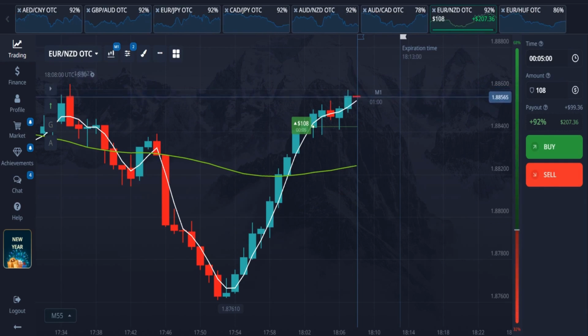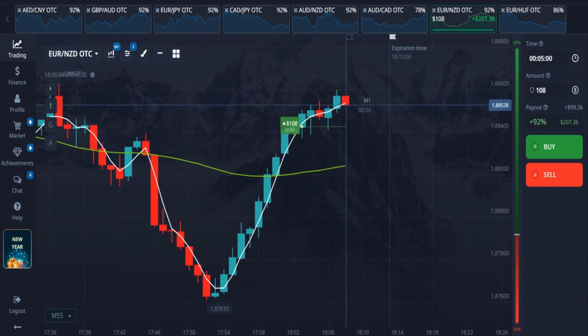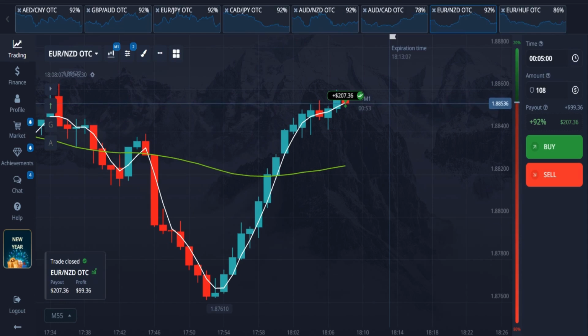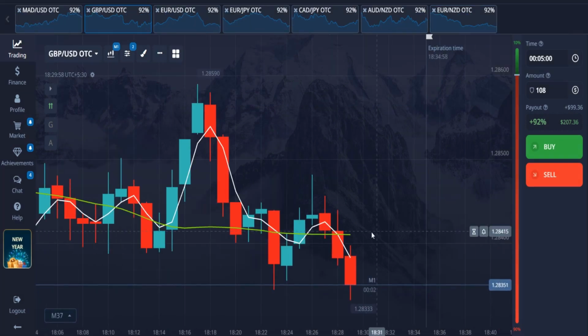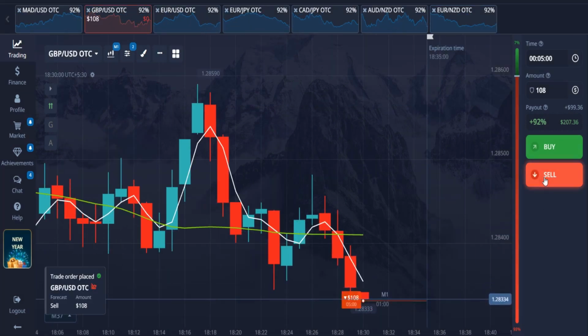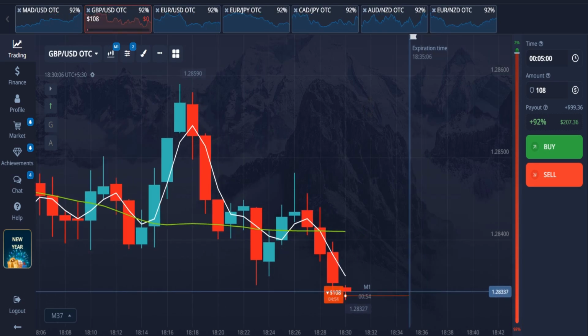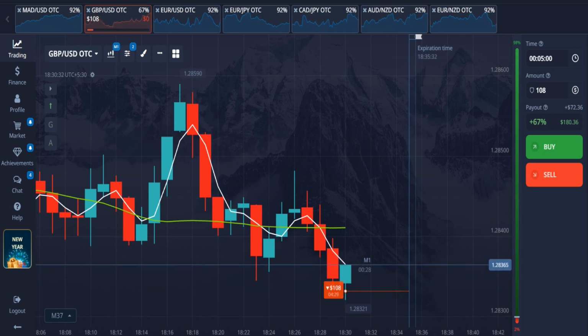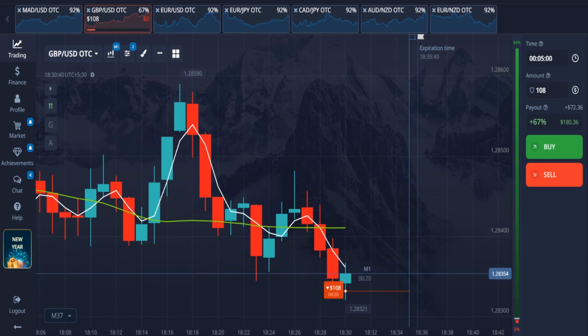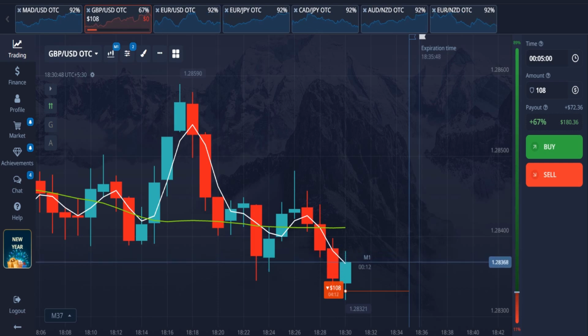All right, traders, let's get started with the live examples. Grab a notebook and let's learn how to make the most out of this powerful SMA crossover strategy. Right now, we see the price is below the red SMA line, and the white SMA line is crossing the red SMA line, moving downward. Plus, we've got a confirmation from a bearish candle, so it's time to place a sell trade with a 5-minute expiry.